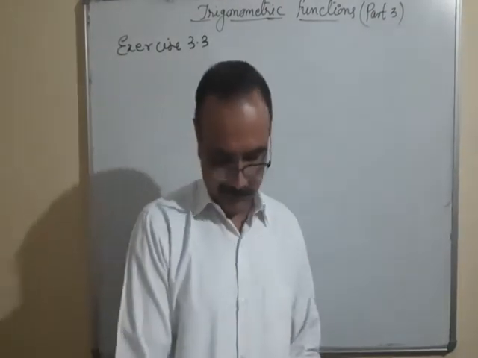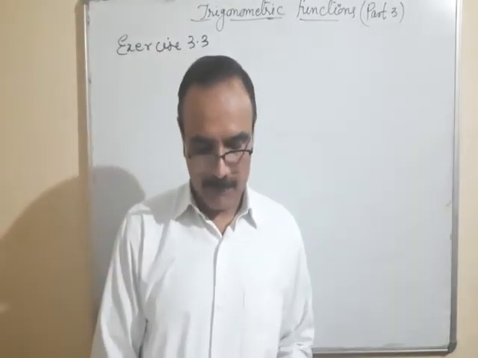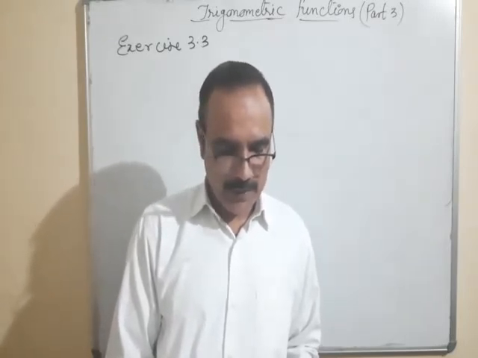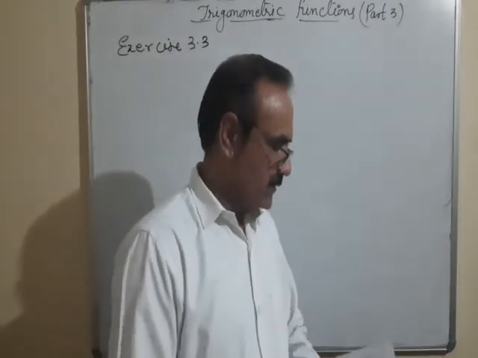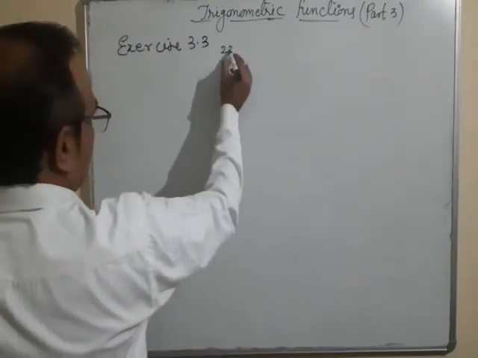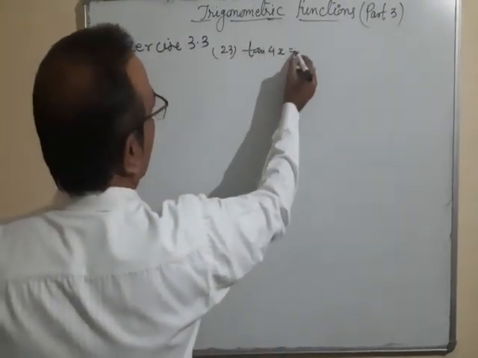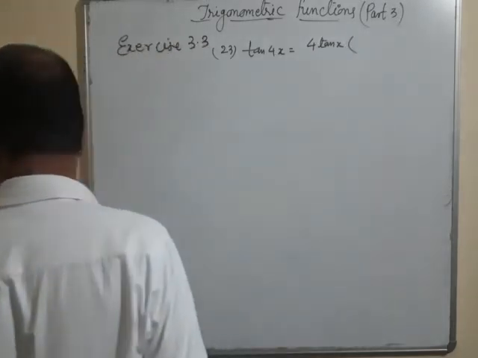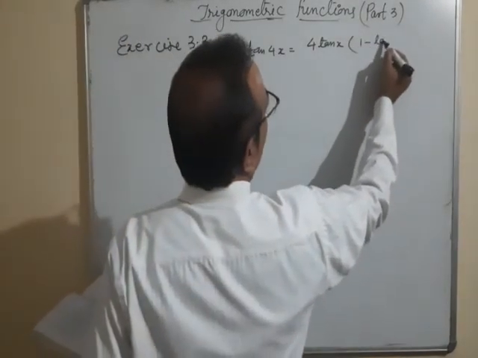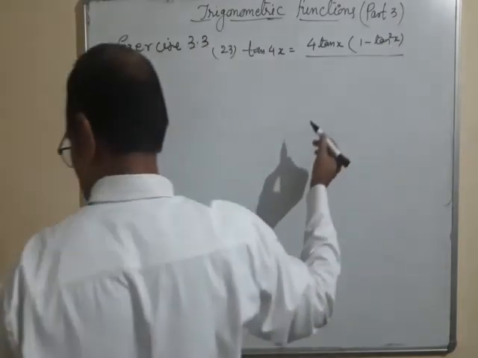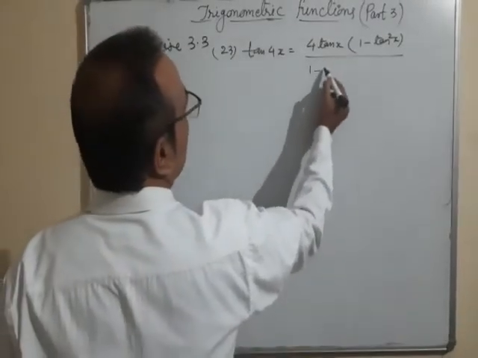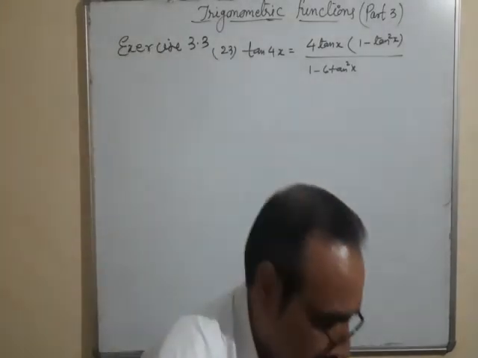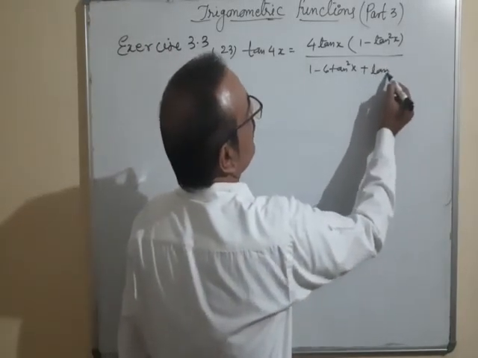Now other questions from the next page. From the next page, one question I am taking, question number 23: tan 4x equals 4 tan x (1 minus tan square x) upon 1 minus 6 tan square x plus tan to the power 4 x.